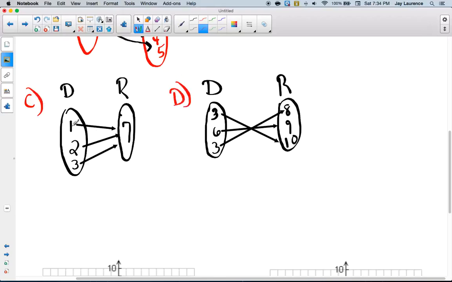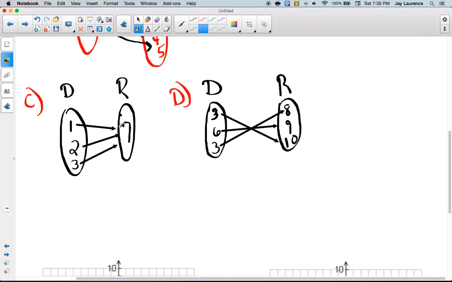Let's see problem C. 1 is only going to 1. 1 is only going to 7. 2 is only going to 7. And 3 is only going to 7. This is like Noelia, Brooke, and Michael all going to Arby's at the same time. They didn't have to go together, they just happened to be there together. Okay, so there we go.